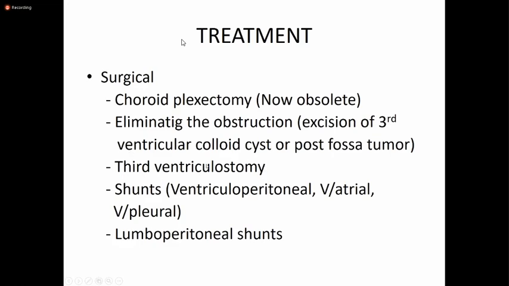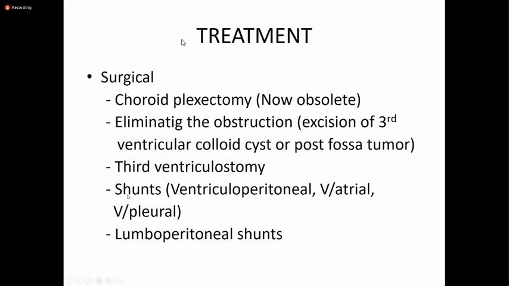What do we do in third ventriculostomy? We put the endoscope in the ventricles and we make a small fenestration in the base of the third ventricle, and we communicate the cavity of the ventricles with the subarachnoid space towards the base of the skull. So this is how we do third ventriculostomy. I will show you the picture of this.